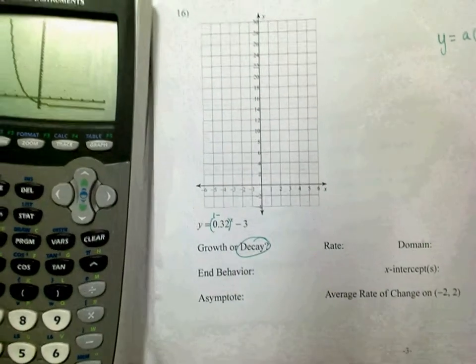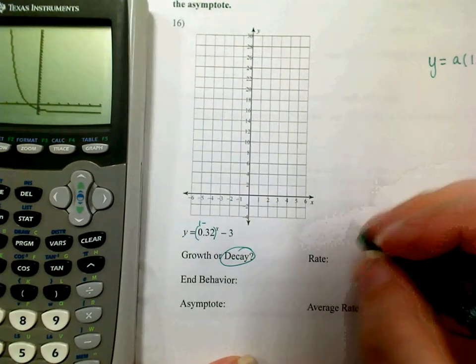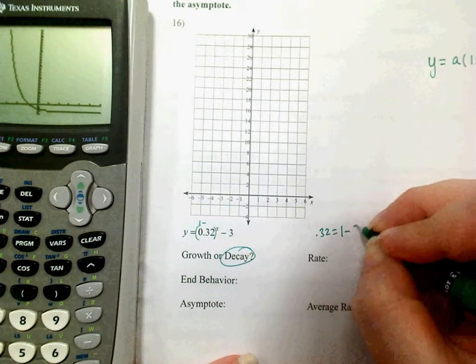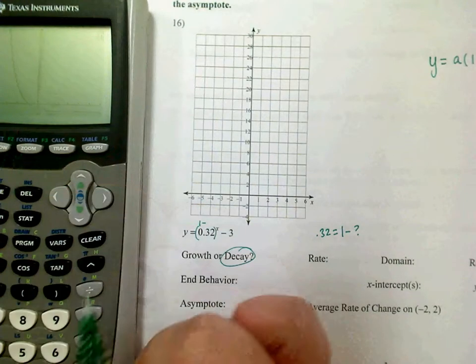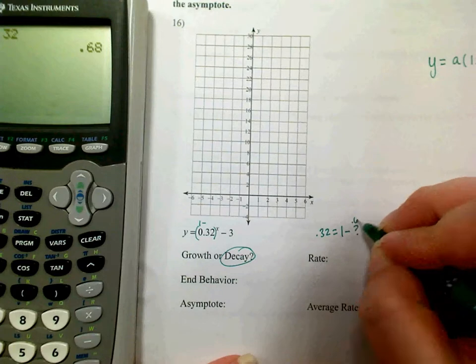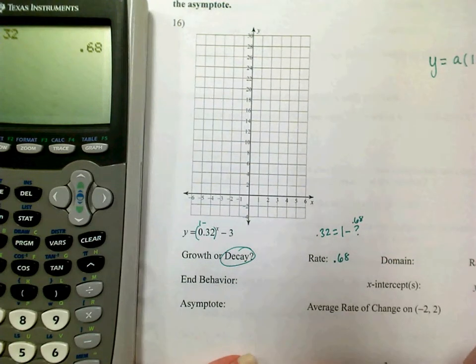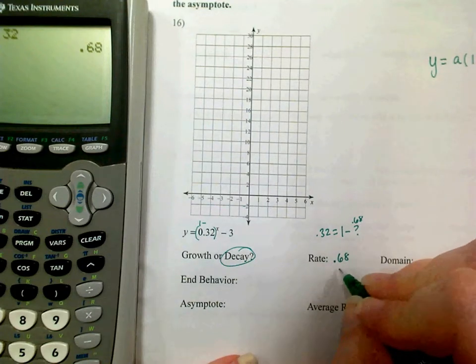Okay, so as far as what the rate is, I have to think, okay, 0.32 is 1 minus what? The easiest way to do that is just to go 1 minus 0.32, and it is 0.68. So it is a 68% rate of decay, or 0.68. So you can either say 0.68 or 68%.